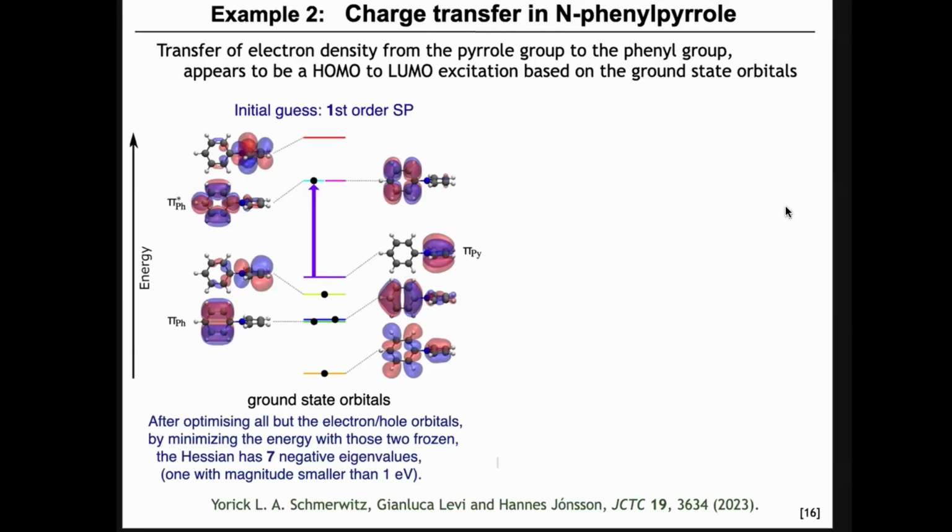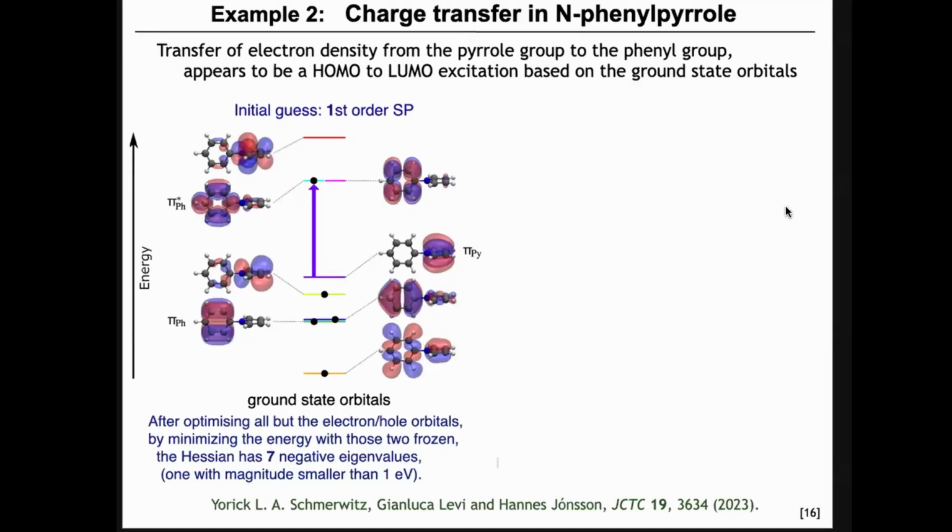So here in the HOMO, the electron is on the pyrrole group, and if we excite to what looks like a HOMO to LUMO transition, we would get it mainly here on the phenyl group. So it's a charge transfer excitation from right to left. Now, when we do the calculation of the ground state, we get these orbital energies here, and it looks like a HOMO-LUMO transition. But if we now just take an electron from this orbital and stick it there and freeze those two orbitals, relax everything else, it turns out we have 7 negative eigenvalues of the Hessian, and that means it looks like a 7th order saddle point.